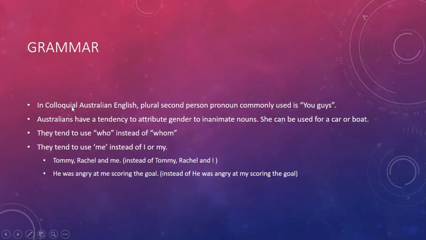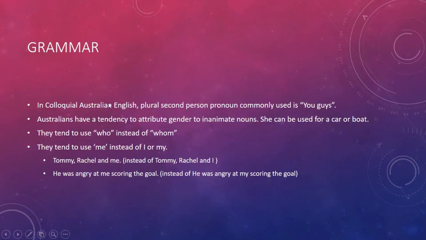Again, in colloquial Australian English, a plural second person pronoun. What's a second person pronoun? You. If there are more than one person, what would you say? You. The plural of you is you. But in Australia, they have actually come up with this one, you guys. If there are more than one people being addressed, you would address them as you guys.